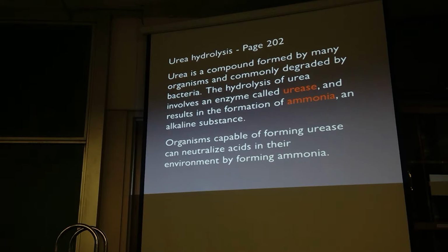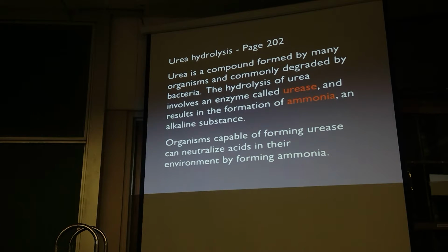The next one we're going to look at is urea hydrolysis. Urea is formed as a breakdown product after organisms take apart proteins. They can then make urea from the various amino acids. But if they can hydrolyze urea, they do that using an enzyme called urease. If they use urease, they're going to break down urea and form ammonia, which again is alkaline.